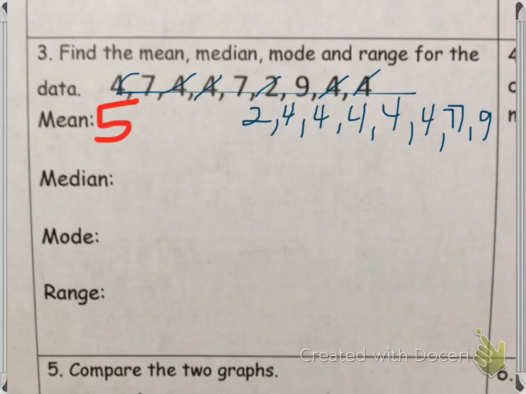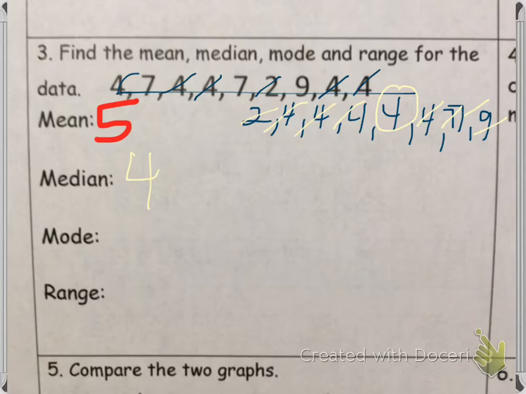Now the median is the middle number. Now again, on the middle number, you guys, I like to just cross the numbers off from back to front. So the 9's gone, the 2's gone. One of those 7's is gone, the other 7 is gone. 4 is gone, 4 is gone. So the middle number there is the number 4.